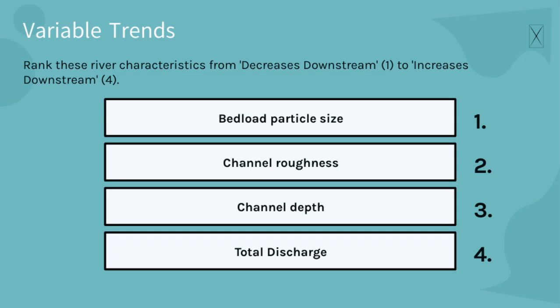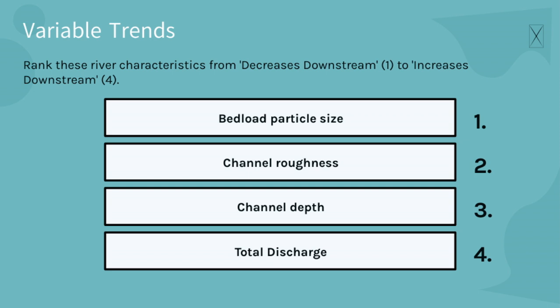The correct order is: first, bedload particle size. This decreases downstream because rocks are broken down by attrition and become smaller. Second, channel roughness. This also generally decreases downstream because the channel becomes smoother and more efficient. Third, channel depth. This increases downstream because the river carries more water and the channel becomes larger. Fourth, total discharge. This increases downstream as tributaries add more water to the river. So the key pattern is: sediment size and channel roughness decrease, channel depth and discharge increase.